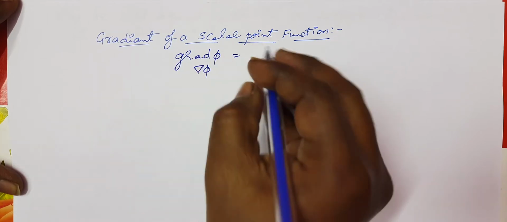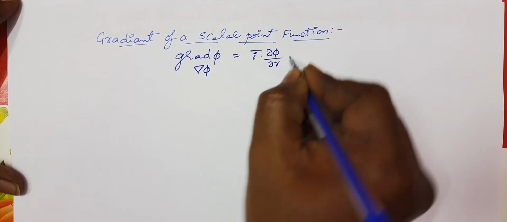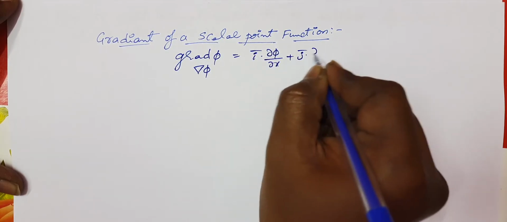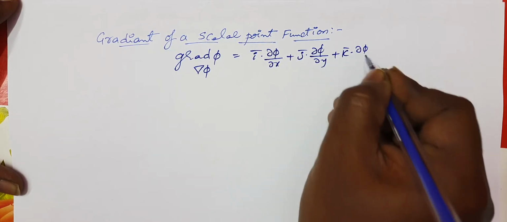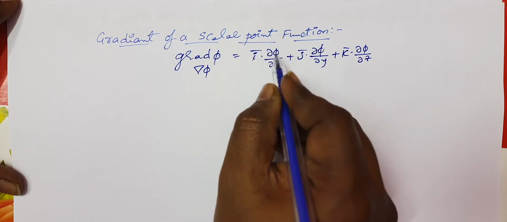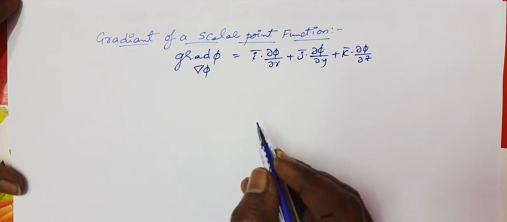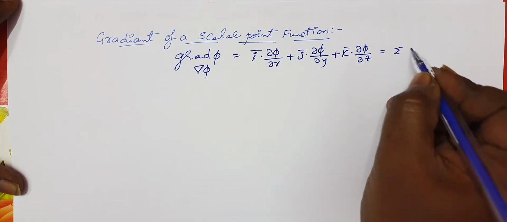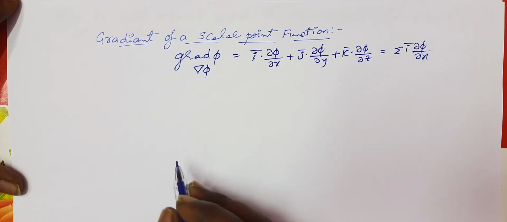This is symbolic form. The definition of this one is i bar into dou phi by dou x plus j bar into dou phi by dou y plus k bar into dou phi by dou z. Here the product between i bar and partial differentiation of phi is nothing but scalar product. So this is also represented by summation of the first term, sigma i bar into dou phi by dou x.